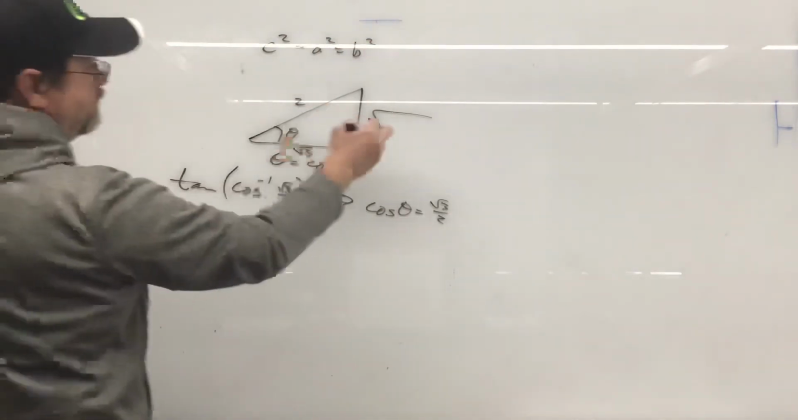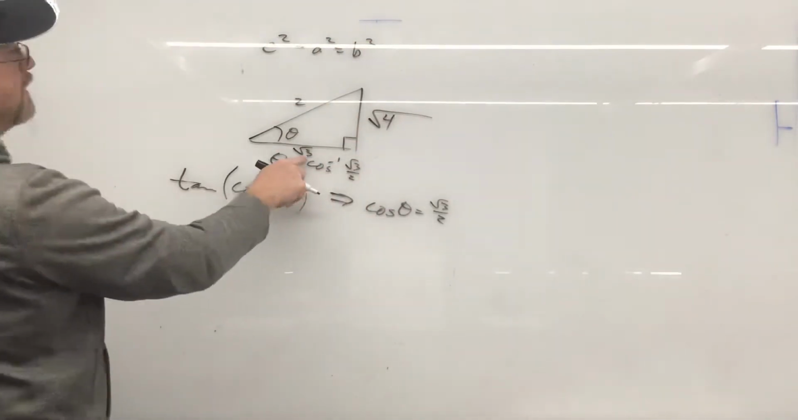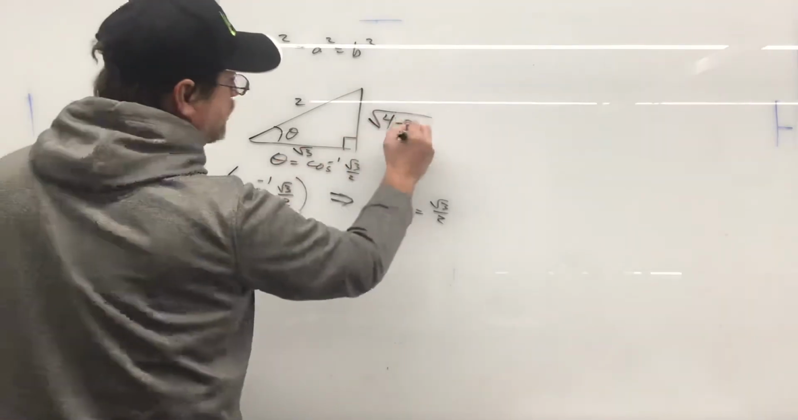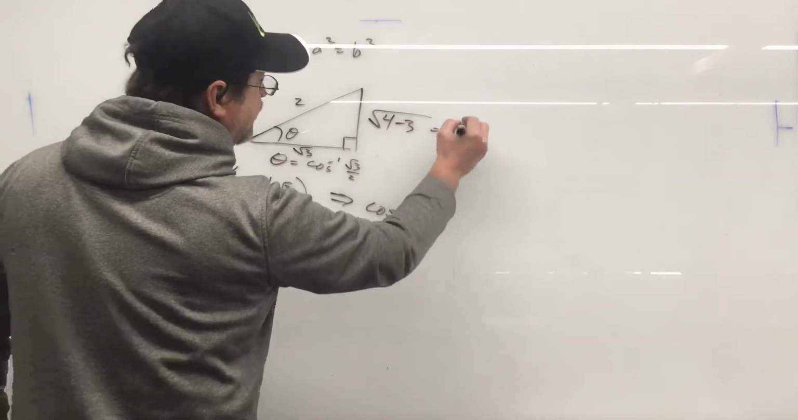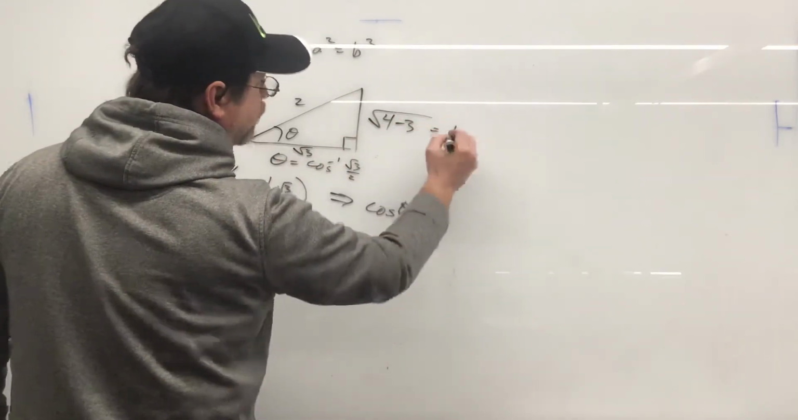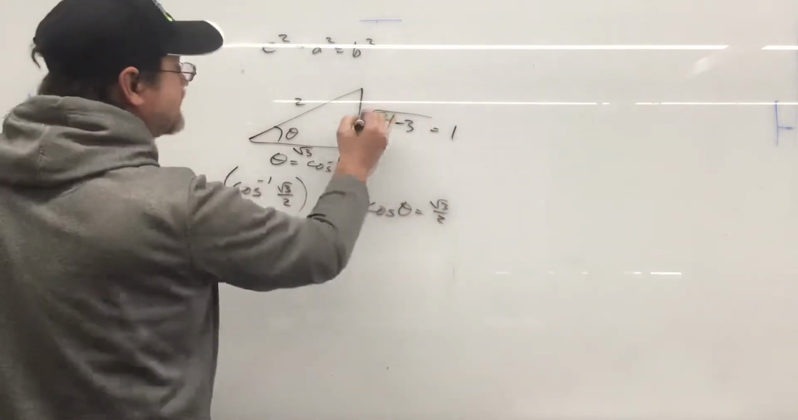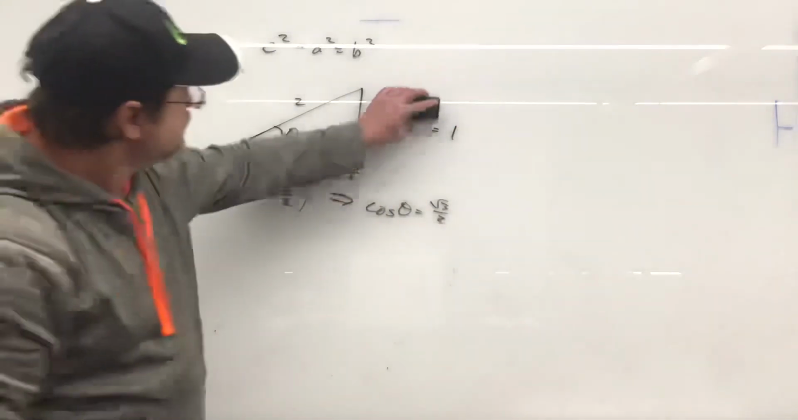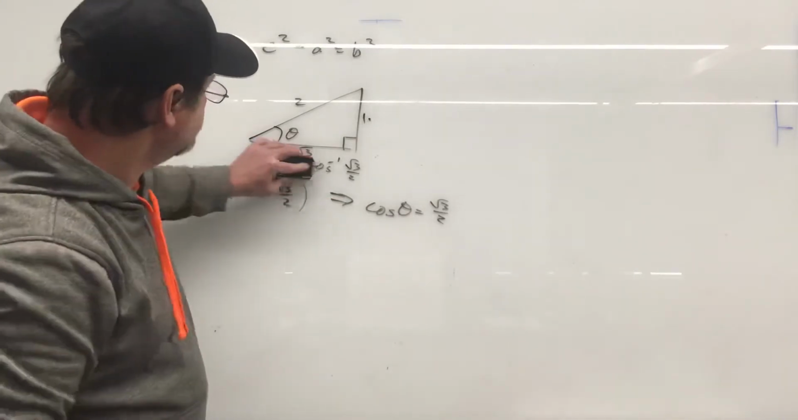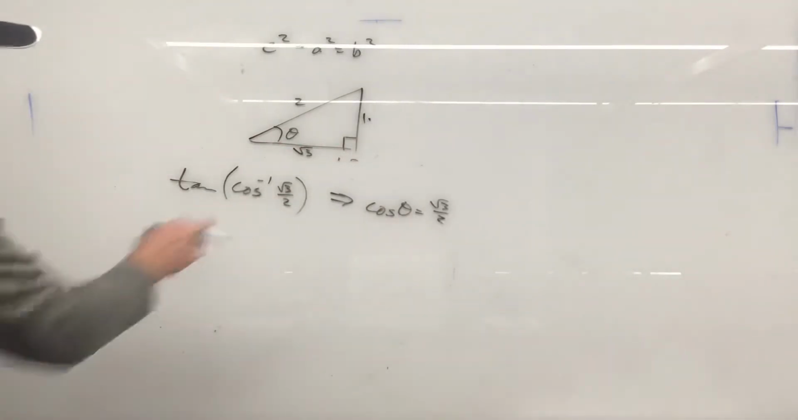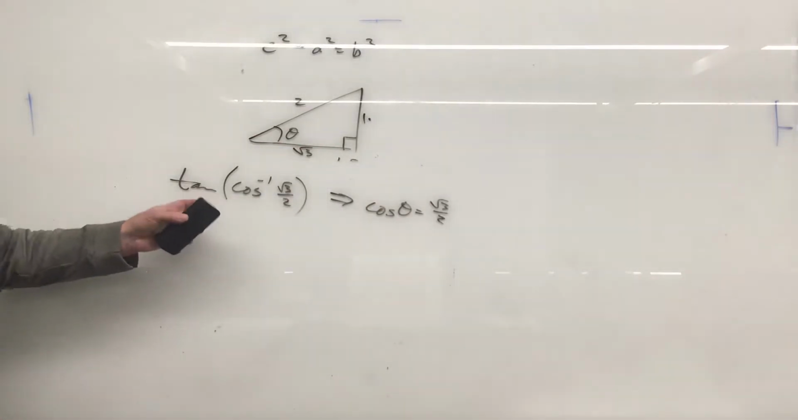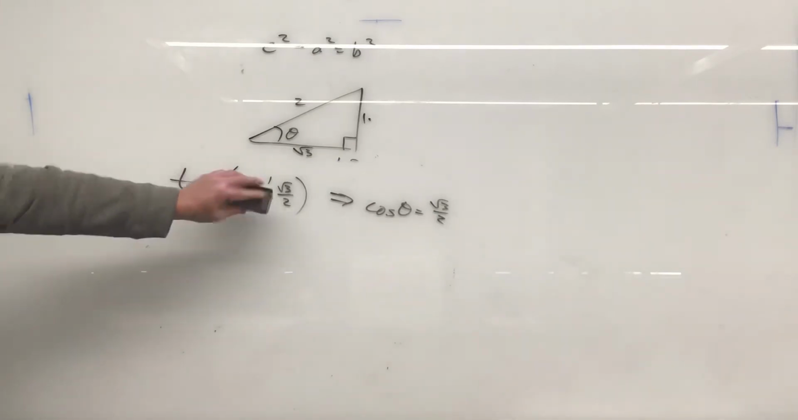And c squared would be 4. And a squared would be 3. And that's 1. Take the square root of 1, you get 1. And that means this side would be 1. Now, once I have figured out all the sides of that triangle, the question that's asked is this: what's the tangent of this thing?